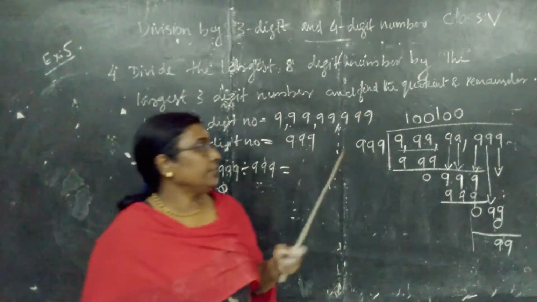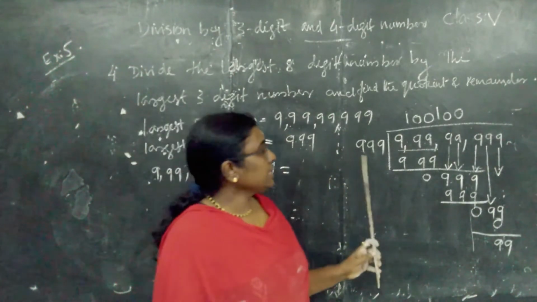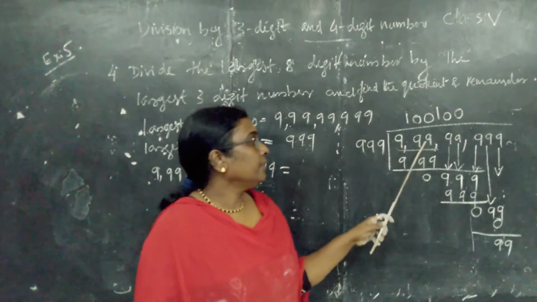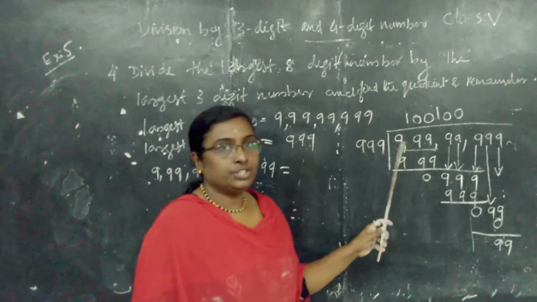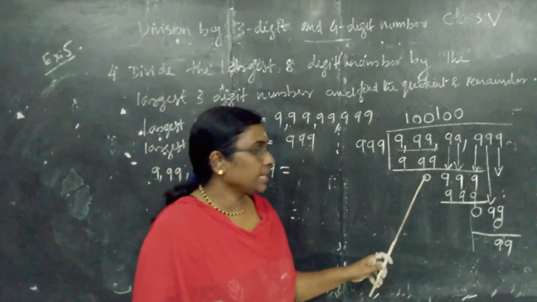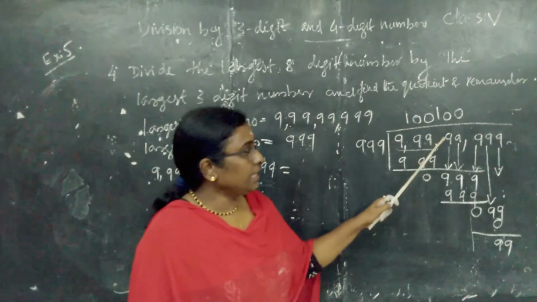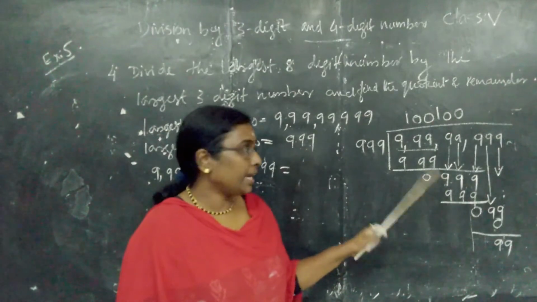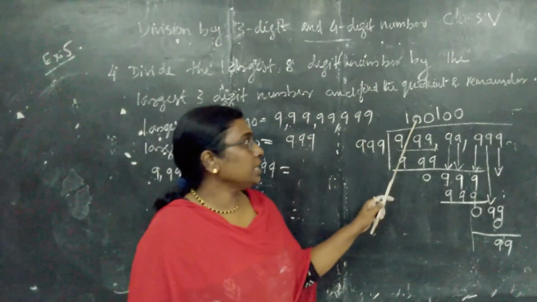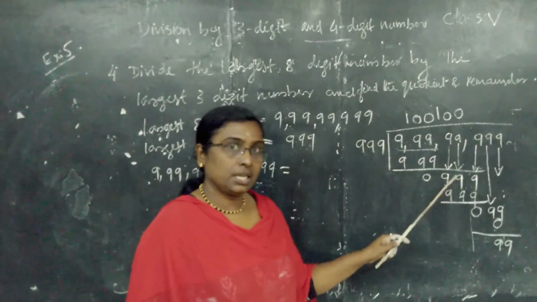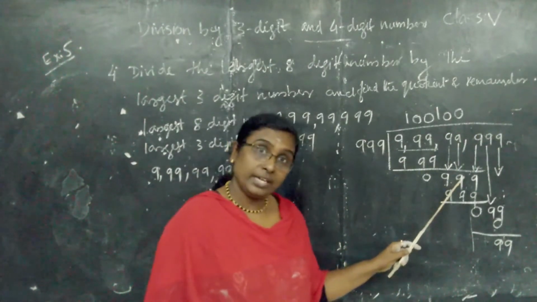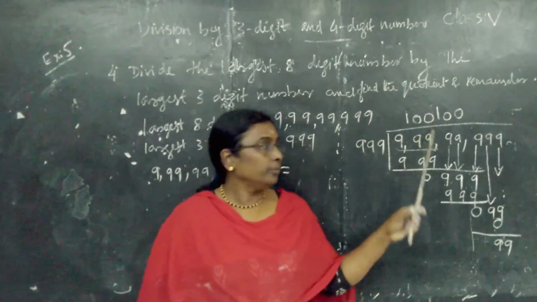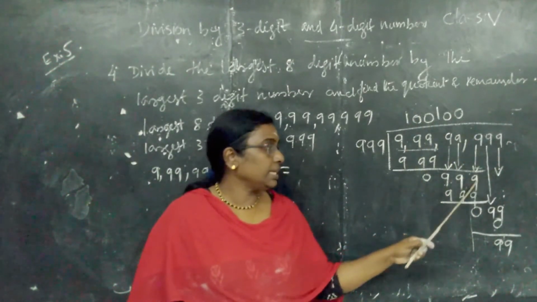Okay. Then here the divisor consists of 3 digits. First we take the first 3 digits in this dividend. Then we can divide these two one time. Then subtract, we get 0. Then we write down the next digit here, which is 9. We cannot divide 9 by this number. So we put a 0 here, then write down the next digit. Now it becomes 99. We cannot divide 99 by 999. So again we put one more 0 here, then write down the next digit.